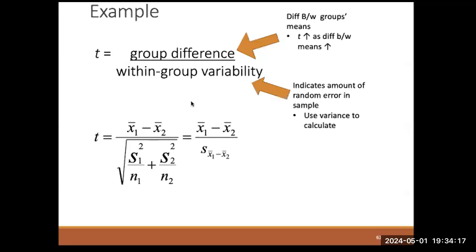So here is the formula for a t-test. What we're looking at is the group difference, so the difference between the group means. As the t-value increases, that means the difference between the group means is very big. And then you divide it by the within group variability, which is a value I would give you.